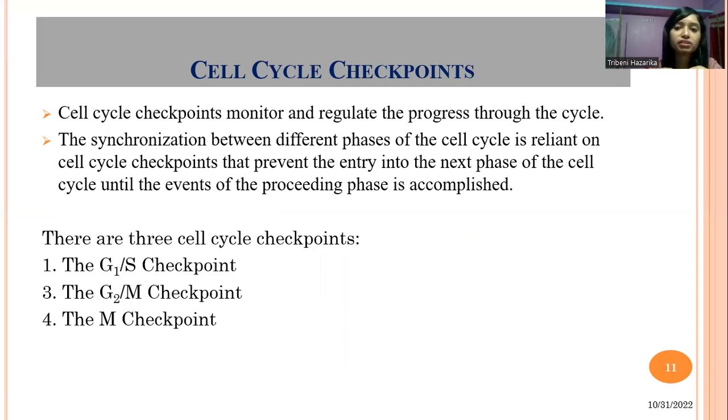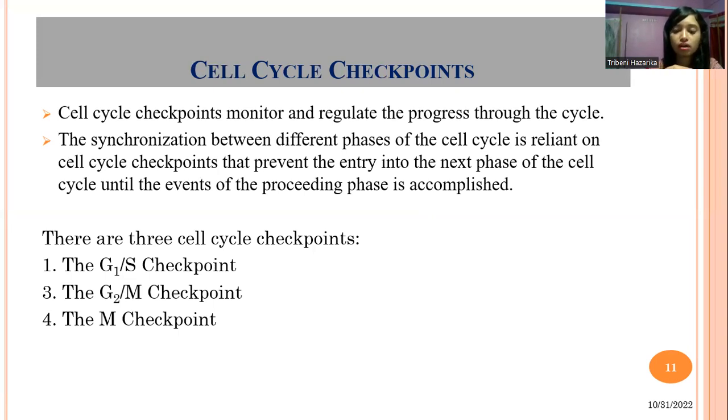The different phases of the cell cycle are coordinated with each other. This synchronization between the different phases of the cell cycle prevents entry into the next phase until the events of the preceding phase are accomplished. So in the cell cycle, there are three checkpoints: the G1/S checkpoint, the G2/M checkpoint, and the M checkpoint. So these are the three cell cycle checkpoints.